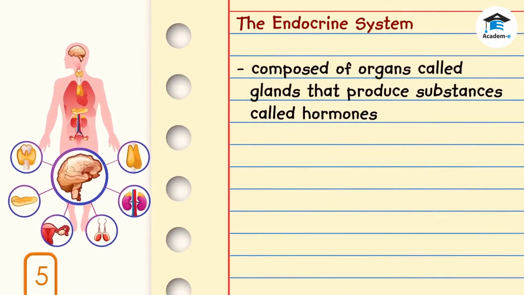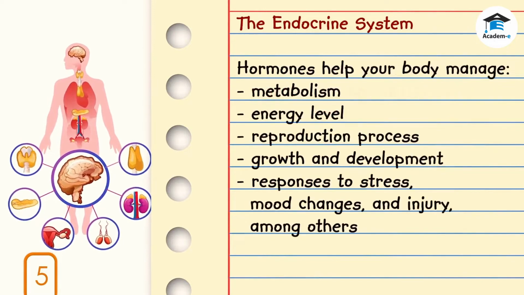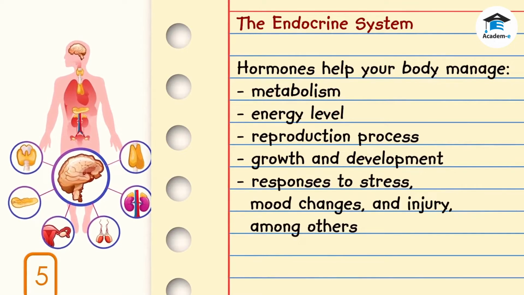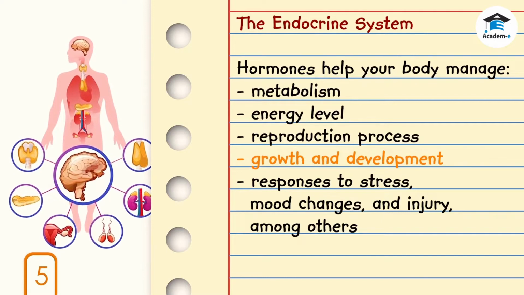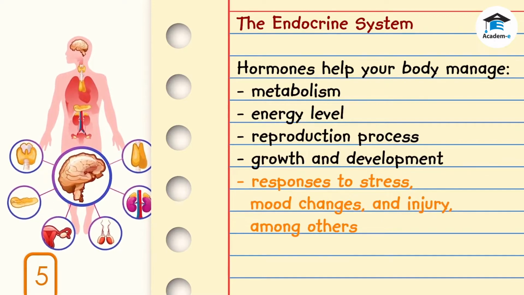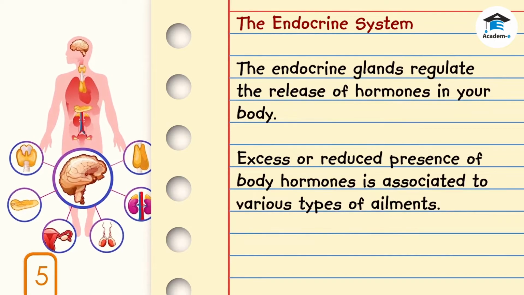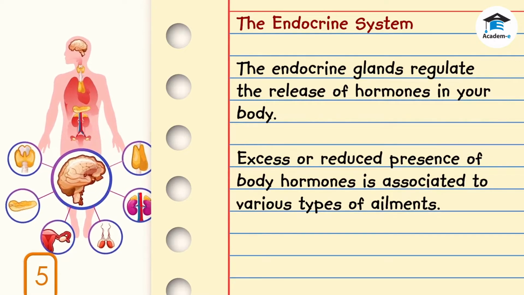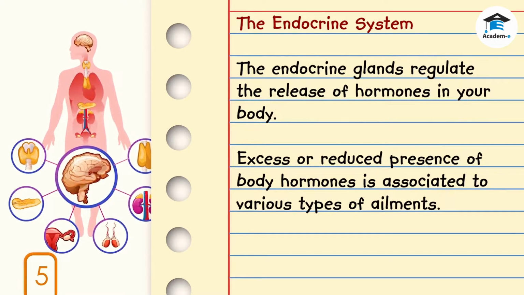The endocrine system is composed of organs called glands that produce substances called hormones. Hormones help your body in many ways. There are hormones that manage your body's metabolism, energy level, reproduction process, growth and development, and responses to stress, mood changes, and injury. The endocrine glands regulate the release of hormones in your body. Hormones should always be released in their correct quantity. Excess or reduced presence of body hormones is associated with various types of ailments.